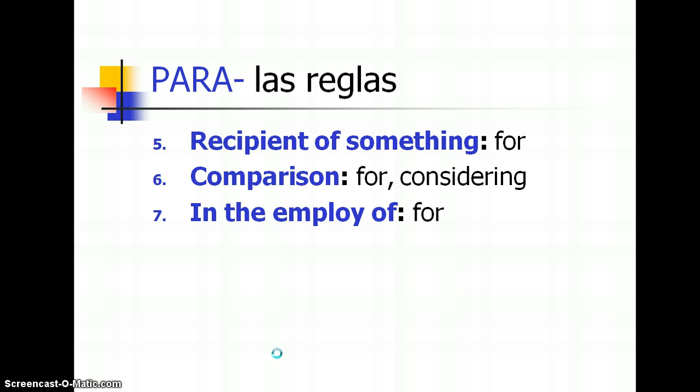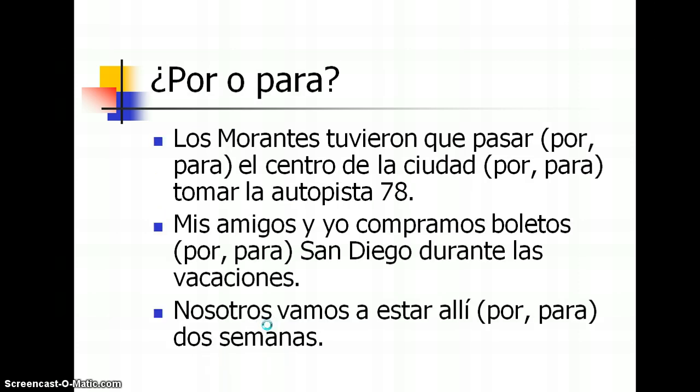Okay. And the final example in number 7 that we looked at was to talk about people being in the employ of other people. Okay, so in other words, when you talk about who you work for. Yo trabajo para Moravian Academy. I work for Moravian Academy. That's a good example.